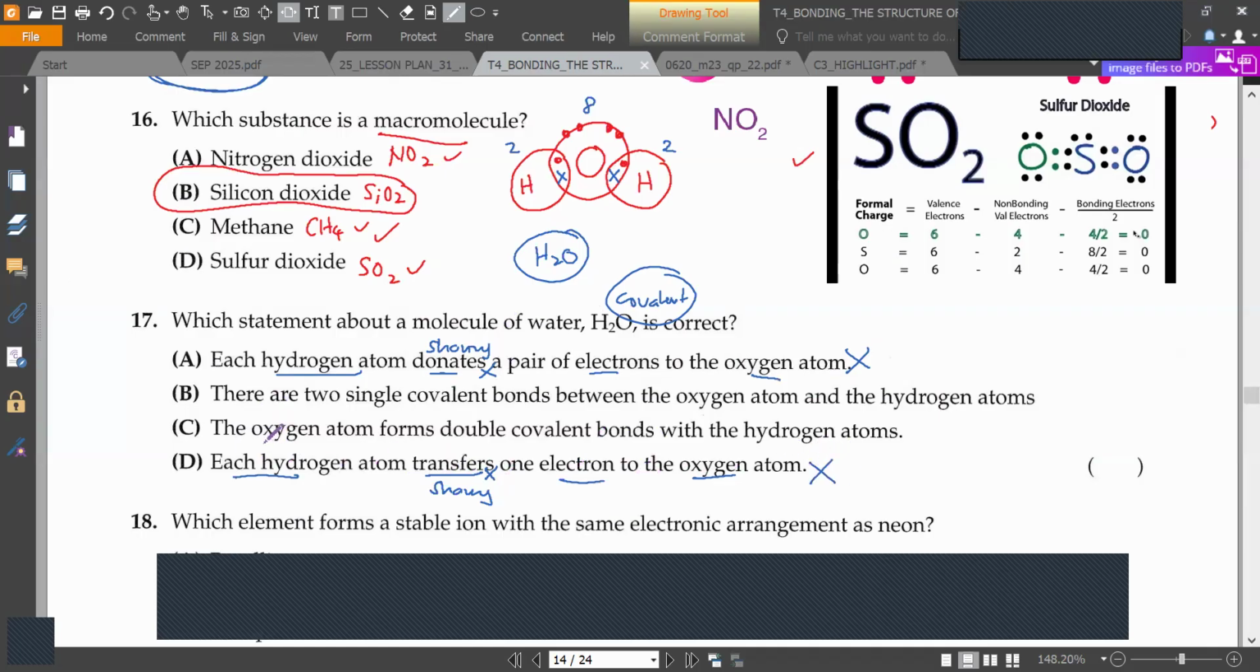The oxygen atom forms a double covalent bond with hydrogen. No. It's a single bond. It's just sharing of 1 pair of electrons on each side. So this is no. There are 2 single covalent bonds between oxygen and hydrogen. Yes, 2 single bonds. So the answer is B.